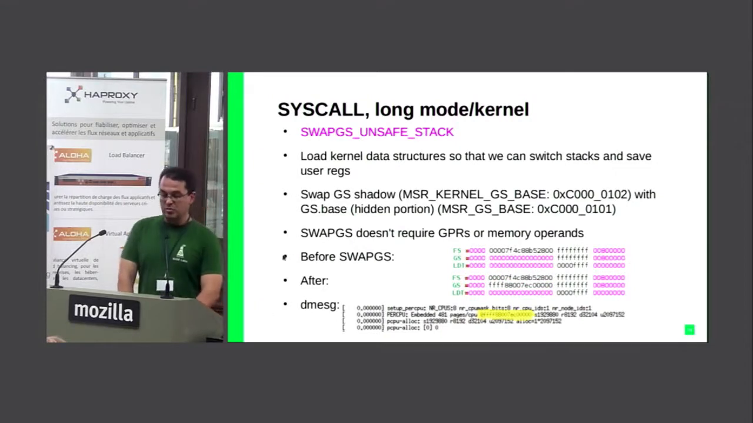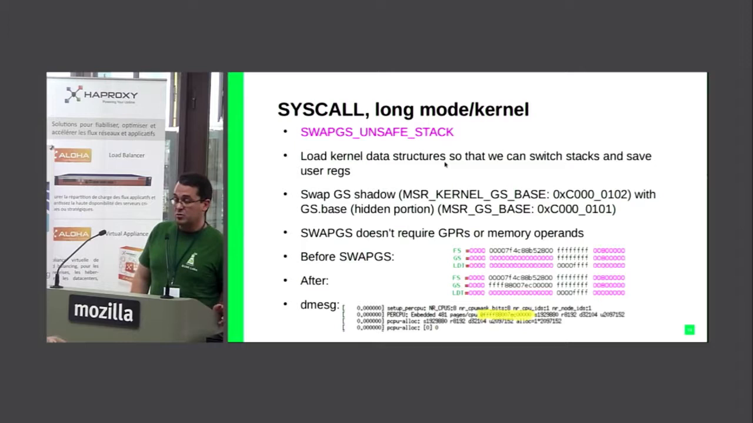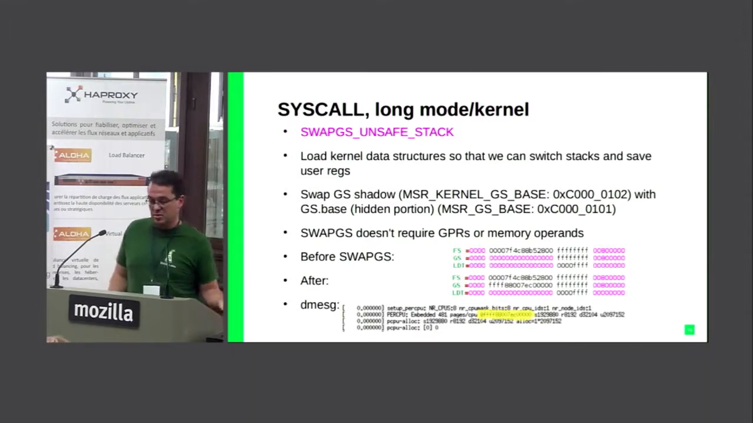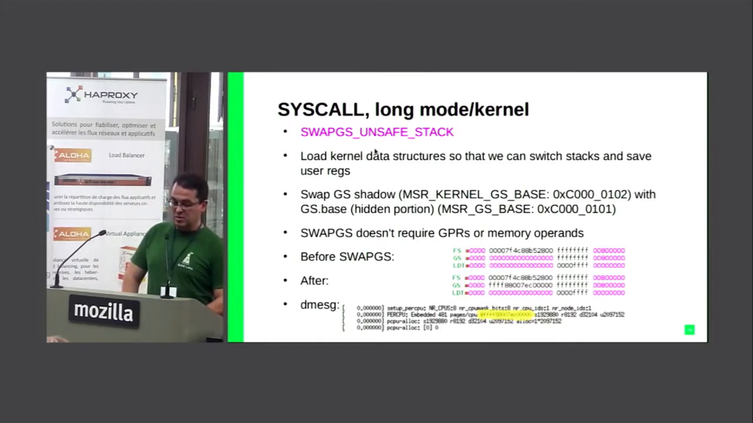Then we do swapgs and switch to the kernel stack. This is a single instruction called swapgs. We just swap the GS base. In long mode, most of the segmentation is gone because it's just not needed. But two segment registers are still usable, GS and FS. And swapgs is a single instruction that needs no memory operands or operands in registers, in which you switch the base address of the GS segment with the kernel GS base, which is in this MSR.